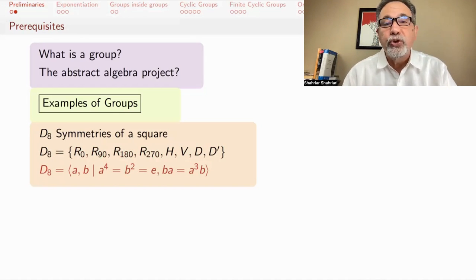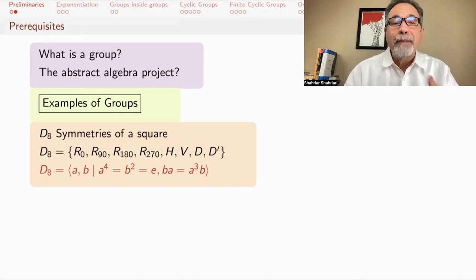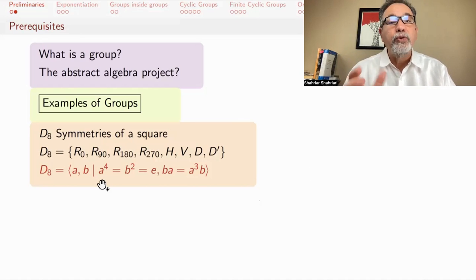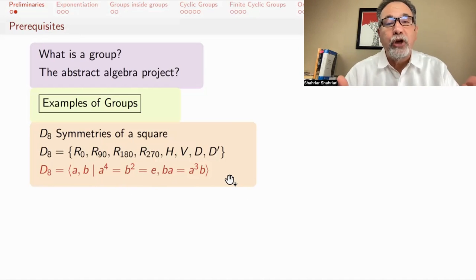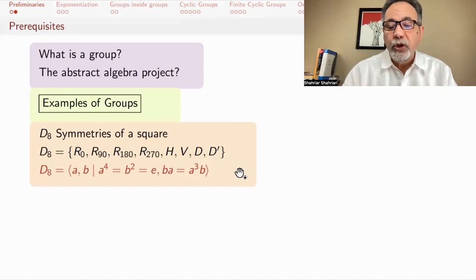That means that all the words you can write from A and B are going to give you all those 8 symmetries, except that you have to know that there are 3 relations. A to the 4th is identity, since if you do a rotation 4 times, you get identity. B squared is identity. BA is A cubed B. If you don't know what I'm talking about, please go watch the video on D8.